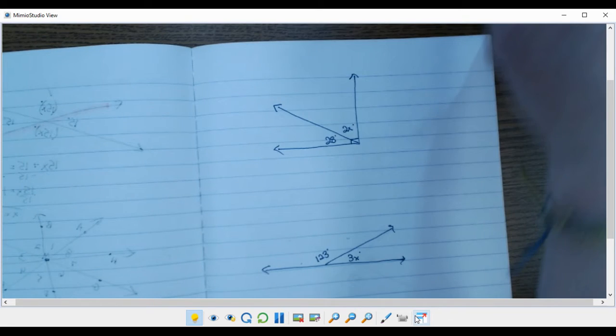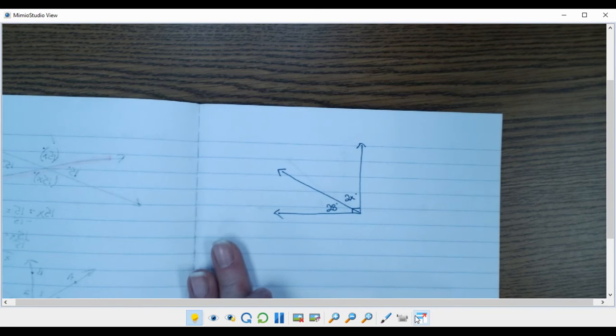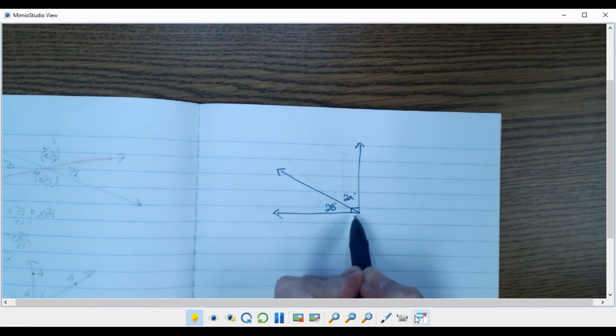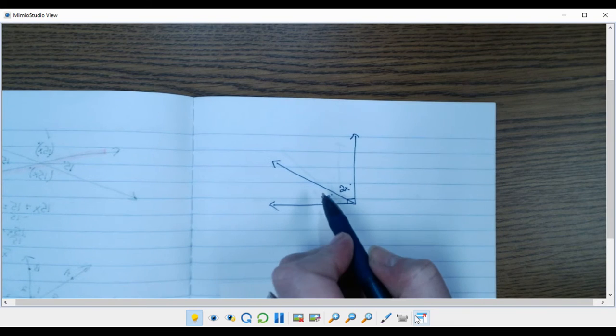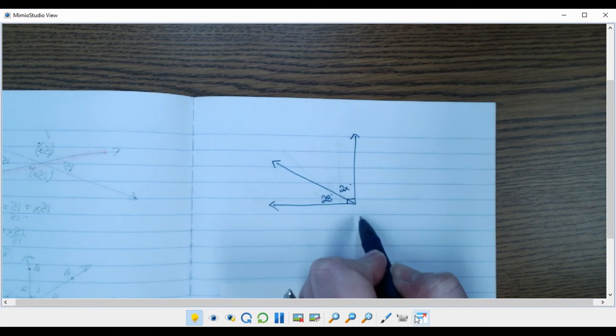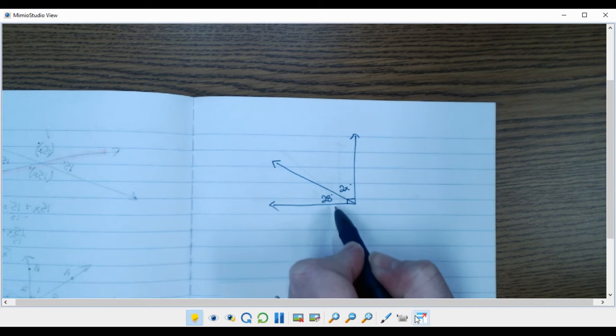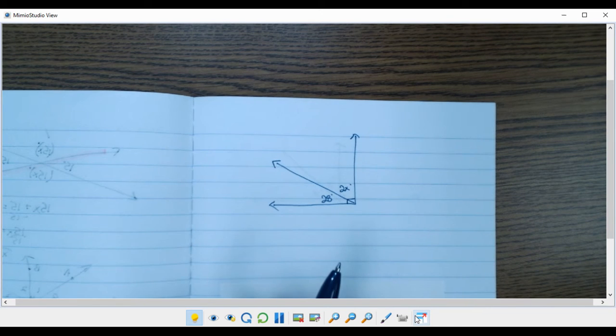Let's look at our first one here. So I noticed that I have a 90-degree box in the corner, which means these form a right angle or a 90-degree angle. If I add these together, adjacent angles, to use another vocab word, if I add those together, I'm going to get those 90 degrees.